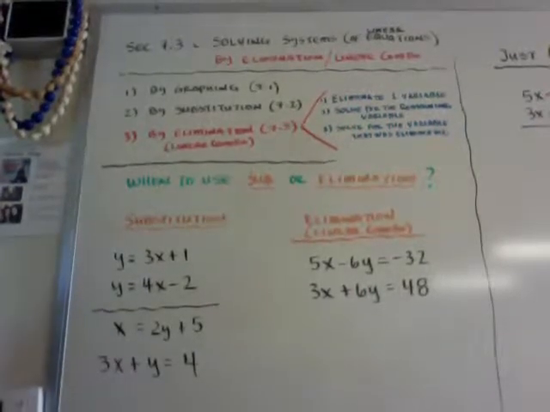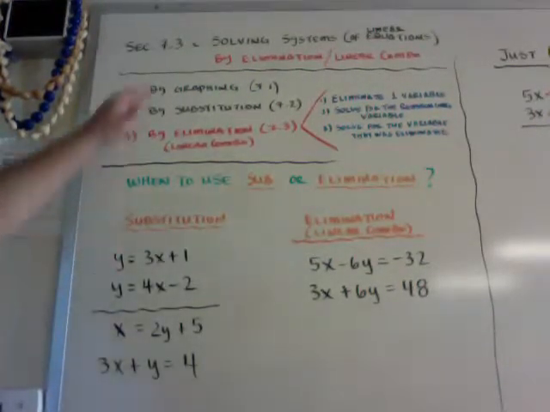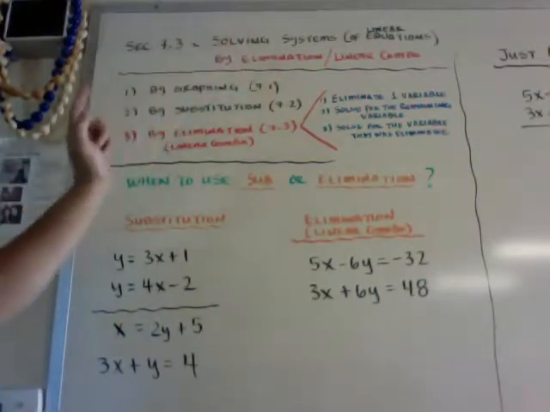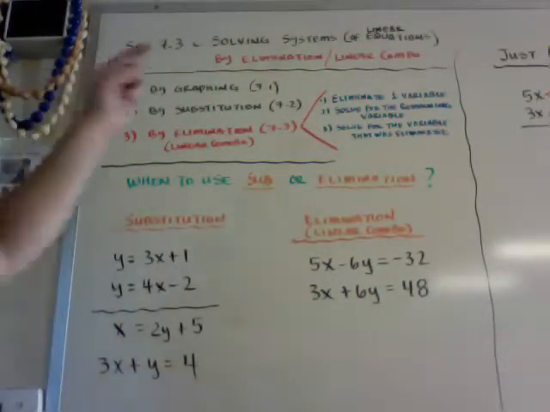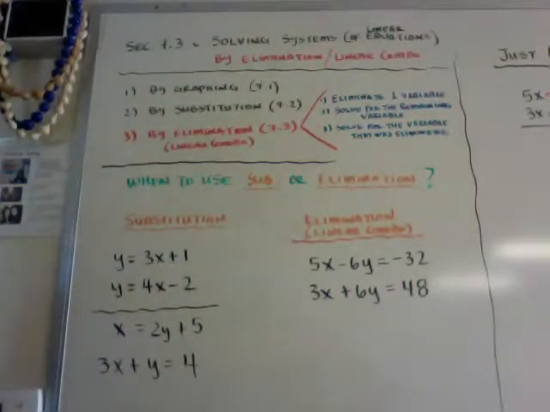Hi guys, this is section 7.3, which is solving systems of linear equations by elimination or linear combo. Okay, our textbook calls it elimination because you're going to eliminate one variable, but the high school textbook calls it linear combination or linear combo. I just wanted to make it clear so that in case you get to high school and they call it linear combo, you know that that's the same thing you already learned.